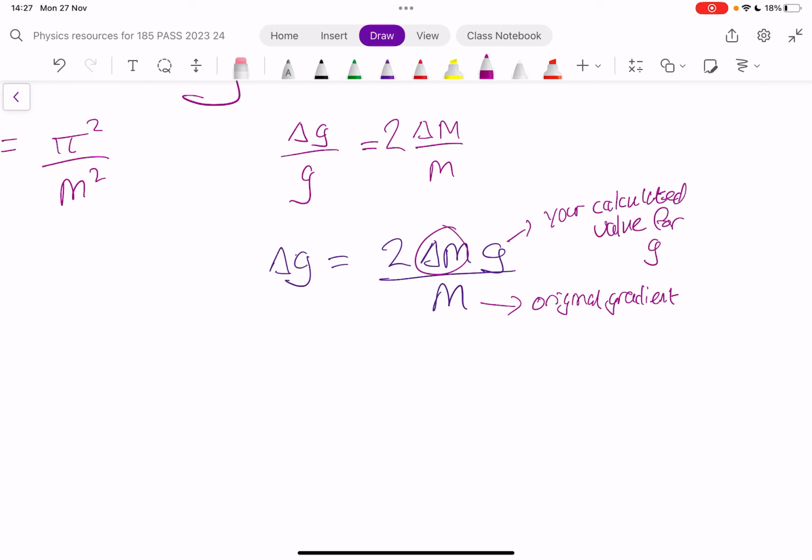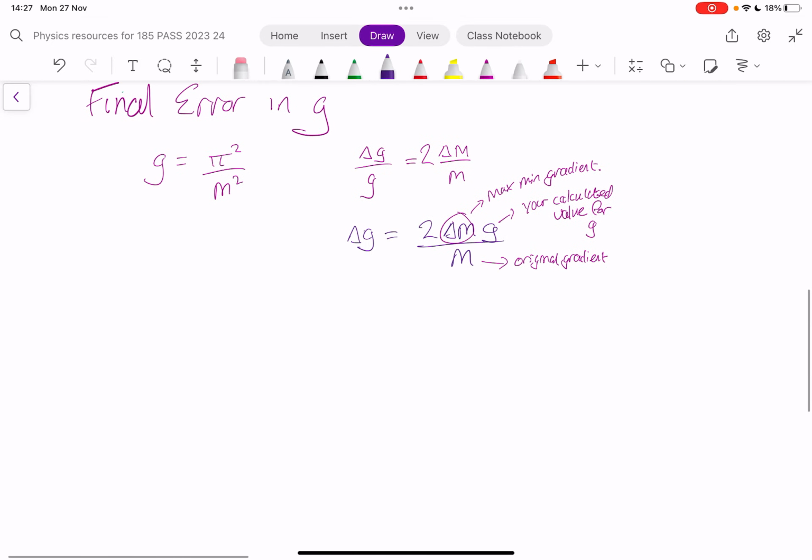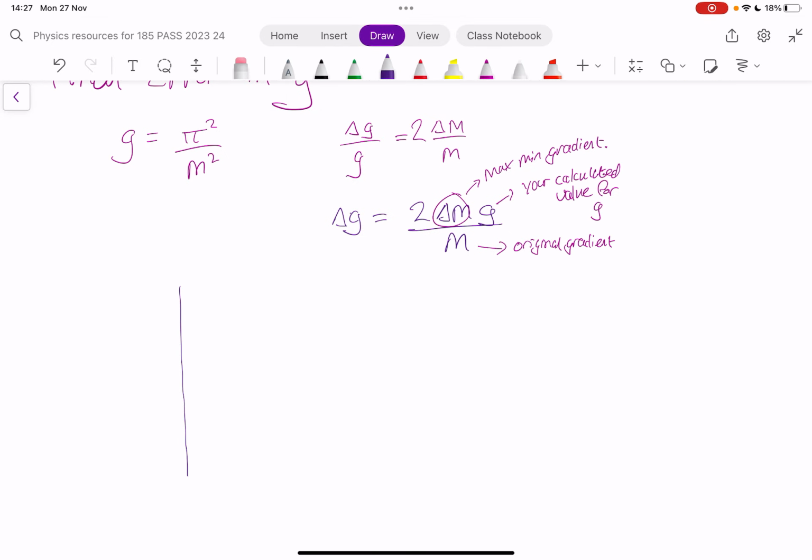Delta M is going to take a little bit more thought. This is from the max-min gradient. So I'll just quickly remind you how to go about finding the max-min gradient and therefore delta M. So if you've got your values of t and root x plotted on a graph, and this gives you your original line of best fit. That line gives you M, your original gradient. If you look at the scatter of the points, and if you've got error bars, this becomes even easier to do. If you've not, you've got to judge it off the scatter as best as you can.